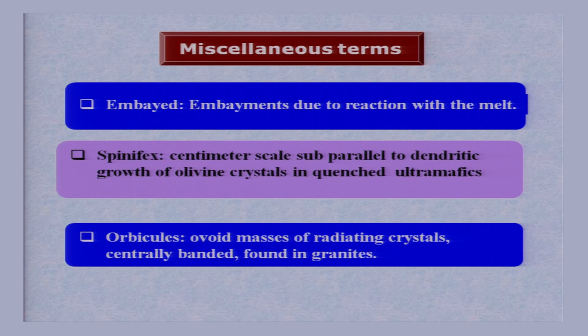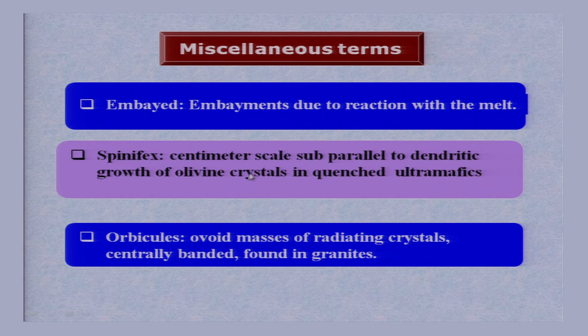I am talking about miscellaneous terms, which are commonly used in order to describe textures. For example, embayed texture, embayment due to reaction with the melt. Suppose you have one early formed crystal lying in a melt. This crystal is always in reaction with the melt. As a consequence, some portion of the early formed crystal is eaten away or dissolved. It has been incorporated into the melt. As a result, embayed margins or embayed boundaries of the crystal faces have been developed.